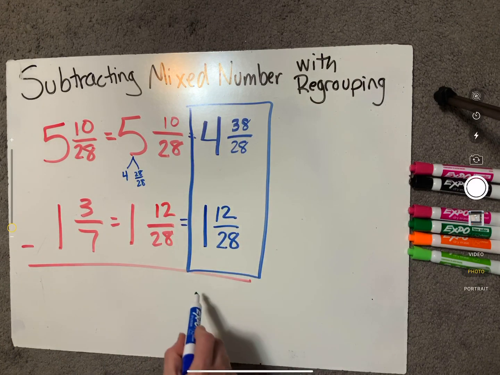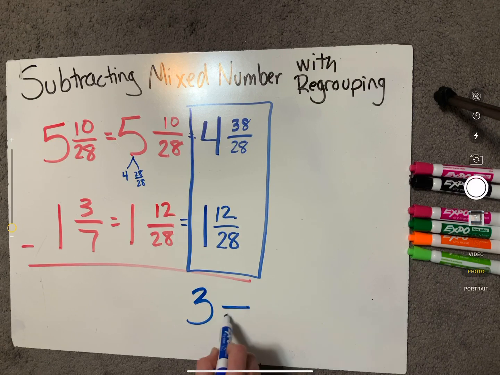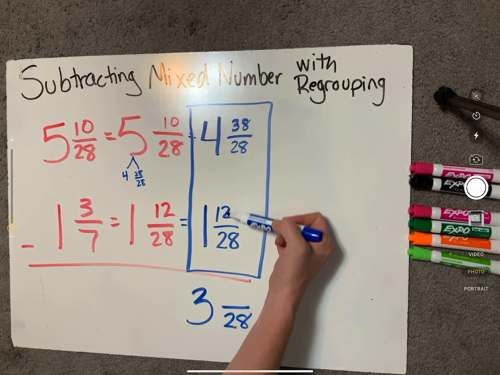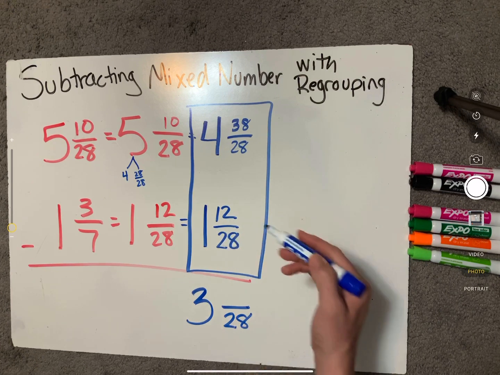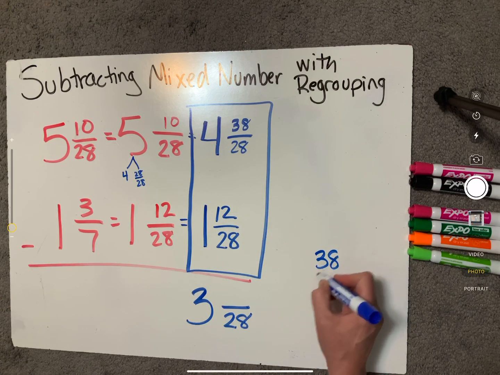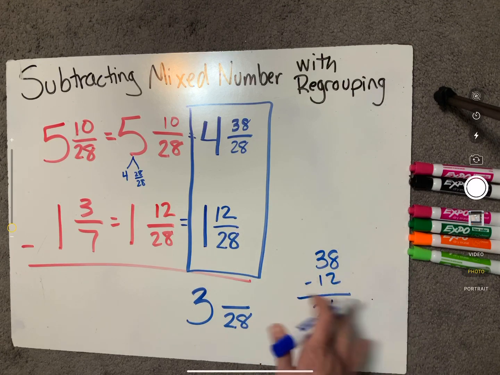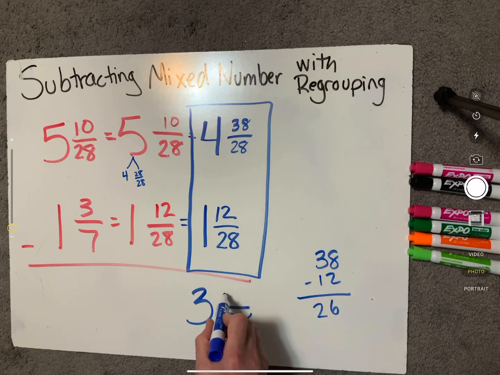So 4 minus 1 is 3. My denominator stays the same. And then we have 38 minus 12. And again, if you ever need to do side math, don't be afraid to do side math. If you need to do side math, this is perfectly fine. So our answer here is 26.